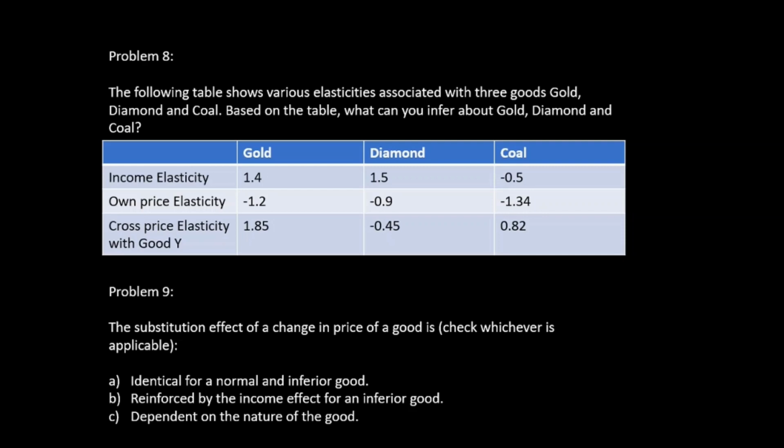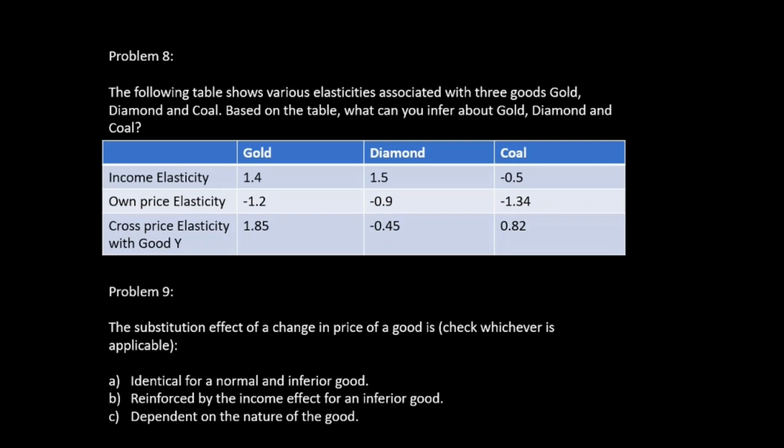Okay, now moving on to the next one, own price elasticity. The own price elasticity for gold is minus 1.2, for diamond it is minus 0.9, and for coal it is minus 1.34. Now just look at the absolute values. So if you look at the absolute values, you can see that gold and coal have price elasticities greater than 1. So which means the demand for these 2 goods are highly elastic in nature, and the price elasticity for diamond is less than 1, although it is very near to 1. But the demand here for diamond is slightly inelastic in nature.